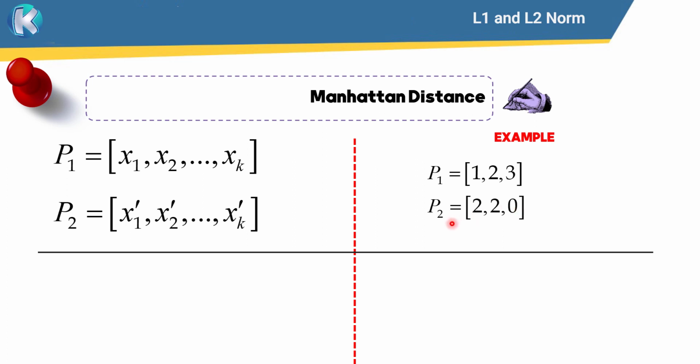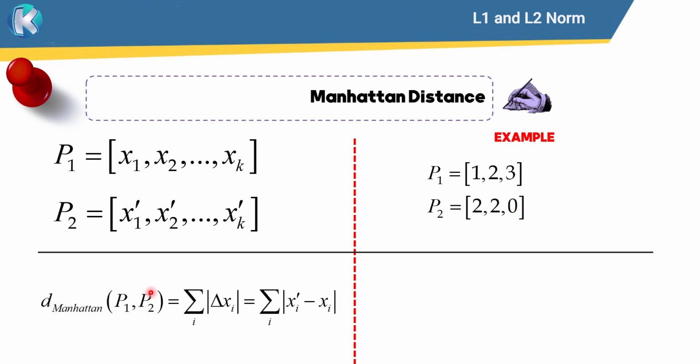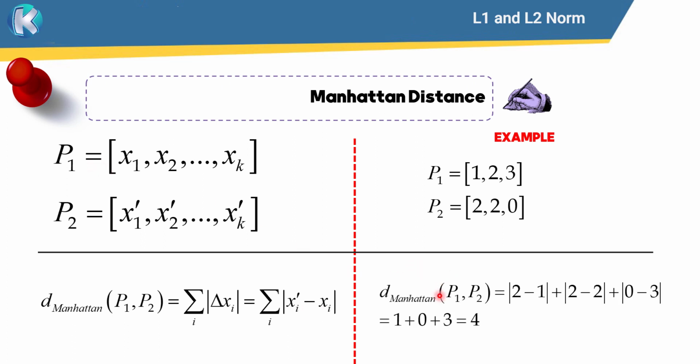In order to calculate the Manhattan distance between point 1 and point 2, here's the formula. You can see that it is the summation of the absolute value of delta xi, and by delta xi, I mean the x prime coordinates of point 2 minus the x coordinates of point P1. For example, in this example, it is equal to the absolute value of 2 minus 1, plus the absolute value of 2 minus 2, plus the absolute value of 0 minus 3, which is equal to 4.